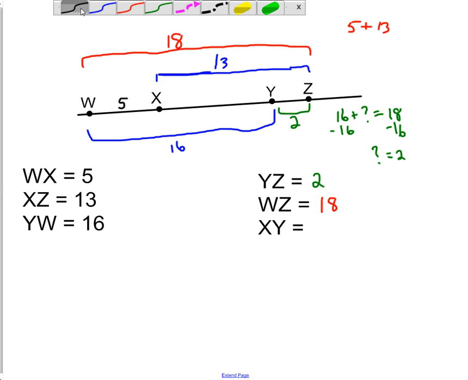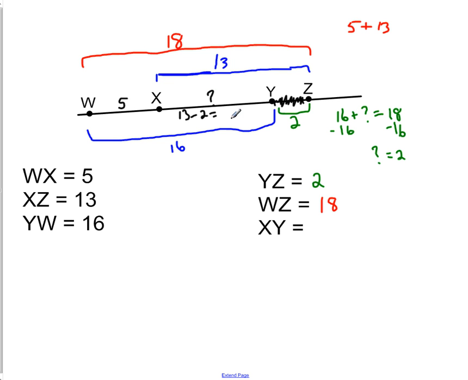Okay, and then the last one asks us, what's xy? So what's this section right here? What I'm going to do is look at this 13, the blue segment. That means from x to z is 13. But if I take off this 2, the whole thing's 13 take away 2, we get 11. So xy is 11.